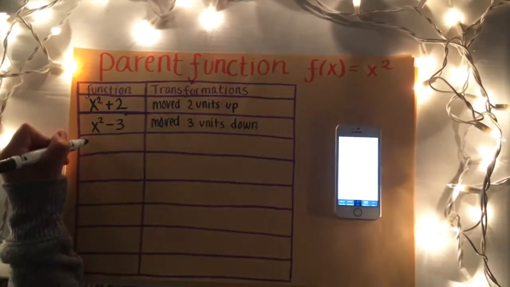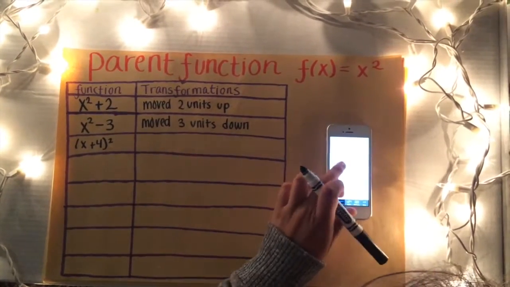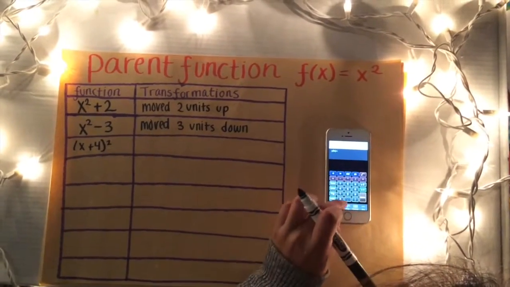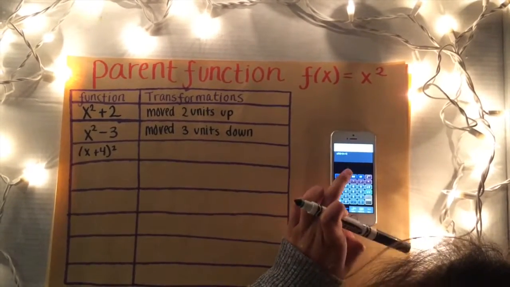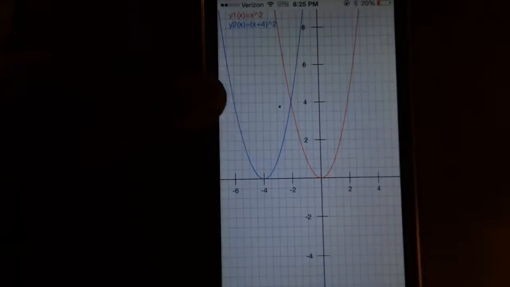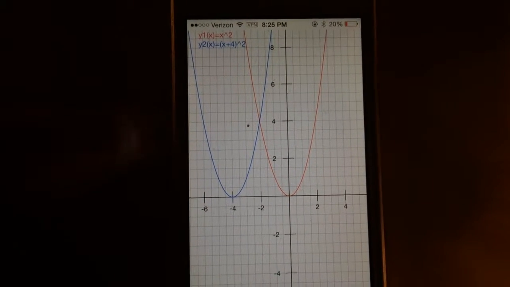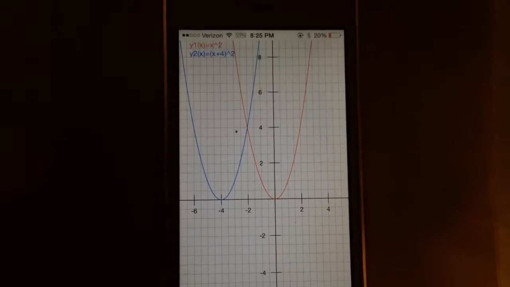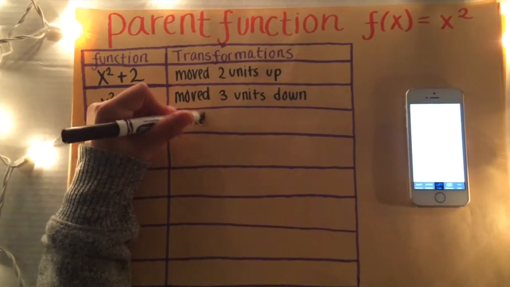Our next function is x plus 4 squared. Instead of adding to x squared, we first add to the x, then square it. This time, the blue line is moved 4 units to the left due to adding 4 to x by itself rather than to the parent function x squared. This means that the addition of 4 to x moved the parent function x squared 4 units to the left.